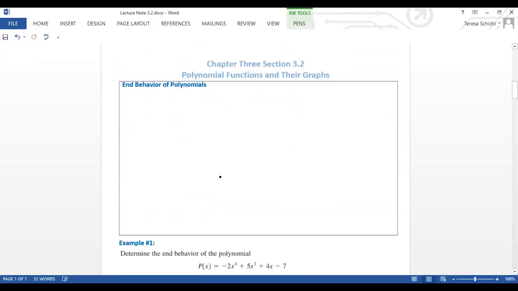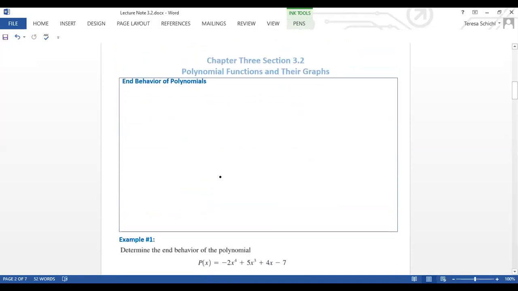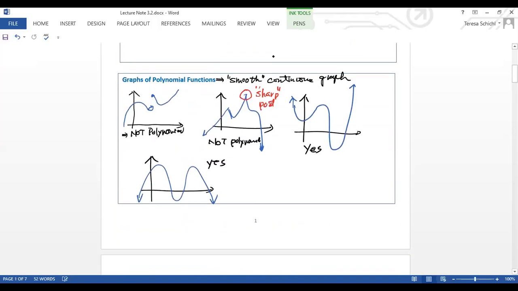Then the next thing we're going to take a look at is the end behavior, all right? So what is the end behavior? End behavior is like these graphs here, right?